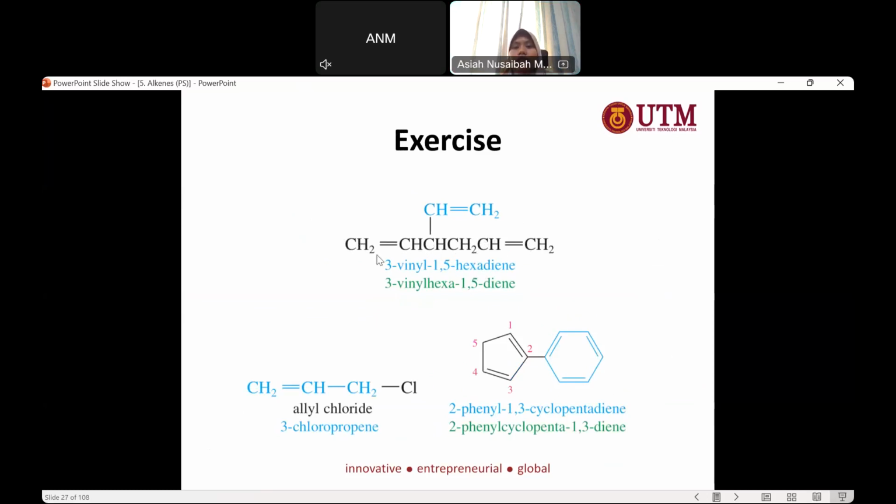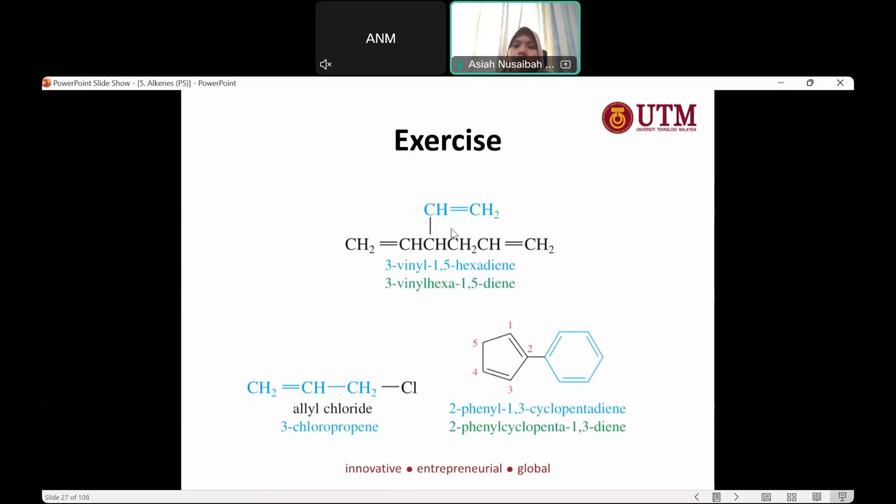And then the 6 in the parent, we have 2 double bonds, so di, and it's an alkene, so di-ene. So hexa, di-ene. At which carbon is the double bond present? First carbon and 5th carbon. So 1,5-hexadiene. Okay. Now let's see the branch.